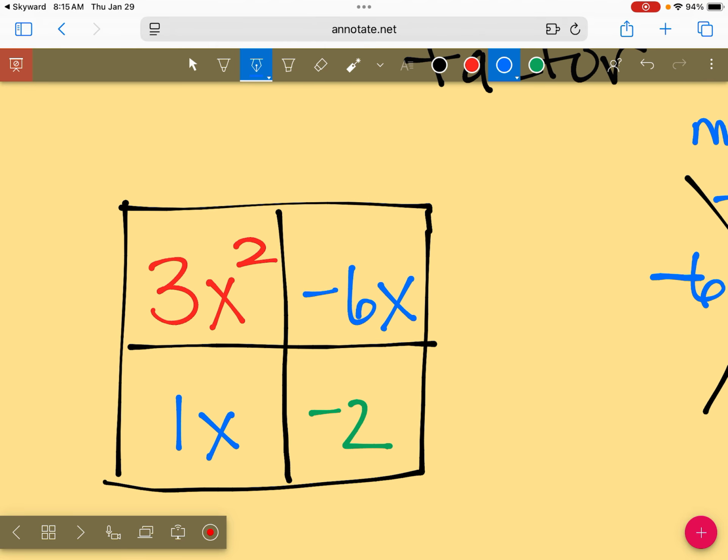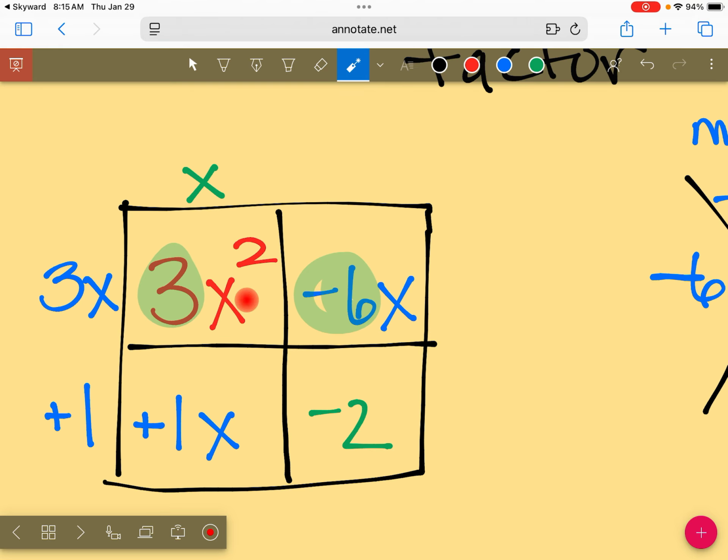Okay. 3 and 6, both of these numbers can be divided by 3. So I can take out a 3 and an x right here. The only number that goes in 1 is 1. So this can be a 1, and it's going to be positive because this is a positive 1. It matches the sign. All right. So now that I got my start, this has to just be an x. How do I know that? Because 3x times x is 3x squared, and 1 times x is 1x.